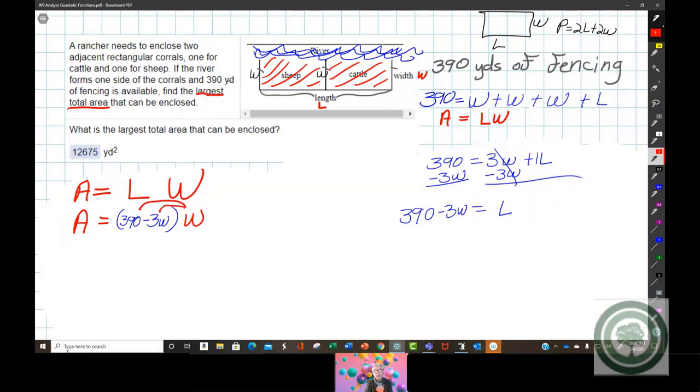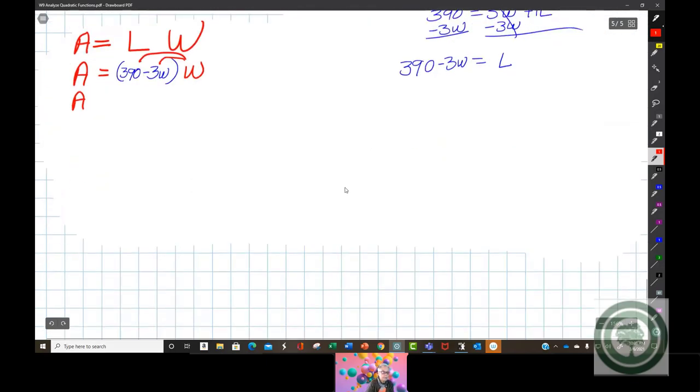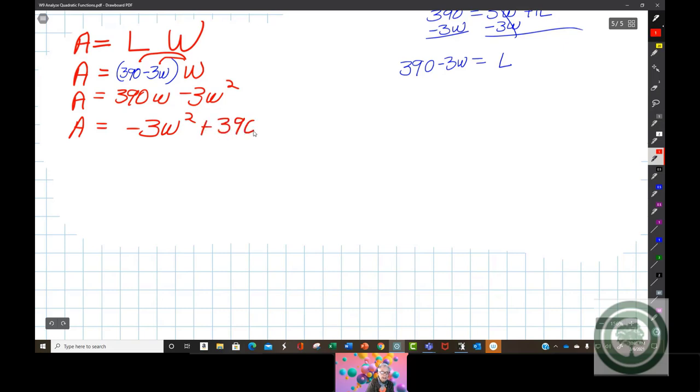We can distribute backwards just like we can distribute forwards. So A, let me scroll up. W minus 3W squared. So A is going to equal negative 3W squared plus 390W. And notice, have to say it again, W is acting like X and A is acting like Y. So this is where you get your maximum value from. And this is the width that needs to be there in order to maximize the area, in order to give you the maximum area.